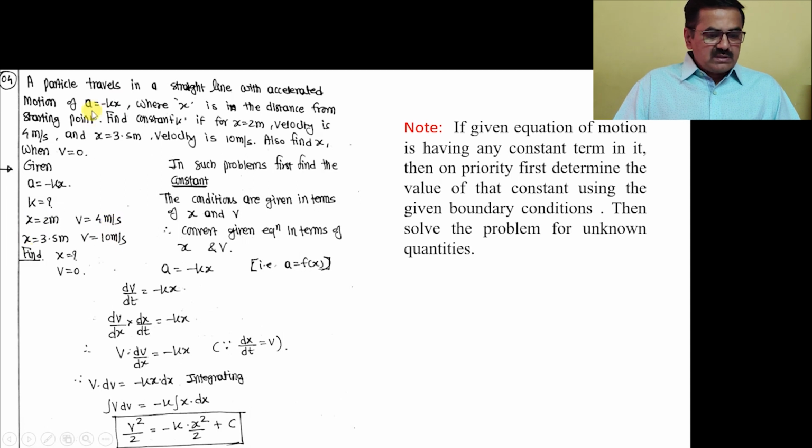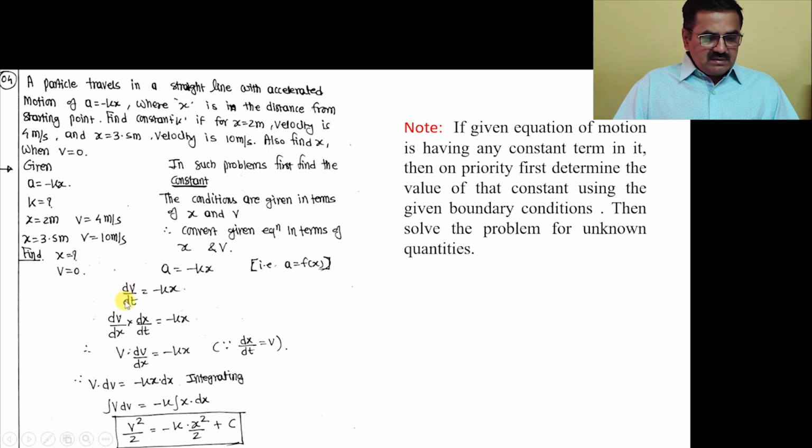Our given equation is in terms of a and x, while the conditions are given in terms of x and v. So remember, we have to modify this equation in terms of x and v to calculate k. So how to convert the given equation in terms of x and v? Let us discuss. Given a is equal to minus kx.